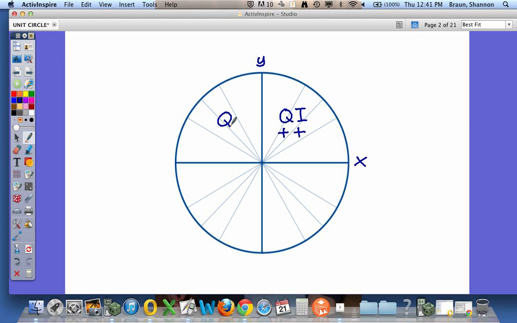Quadrant 2, because we typically rotate counterclockwise around. My x values now are negative. My y values are still positive. In quadrant 3, my x values are negative. My y values are negative. And in quadrant 4, my x values are positive and my y values are negative.